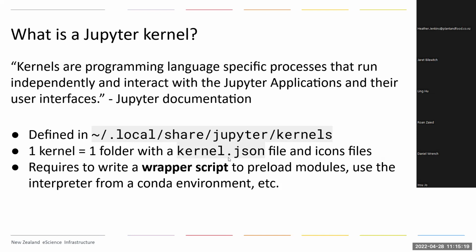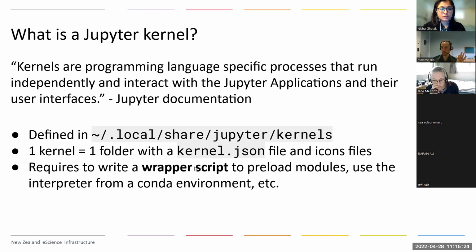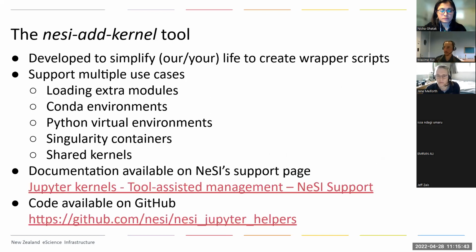And the main point here is that to do all the specific configuration for your kernel, you will need to write a wrapper script. This wrapper script, for example, will preload some environment modules to make sure that you expose the right interpreter. It's not complicated, but it can be a bit tedious, and if you make some mistakes, then it can be complicated to debug. So my colleague Chris Scott and I decided to write a tool to automate this and simplify our life, and hopefully your life too.